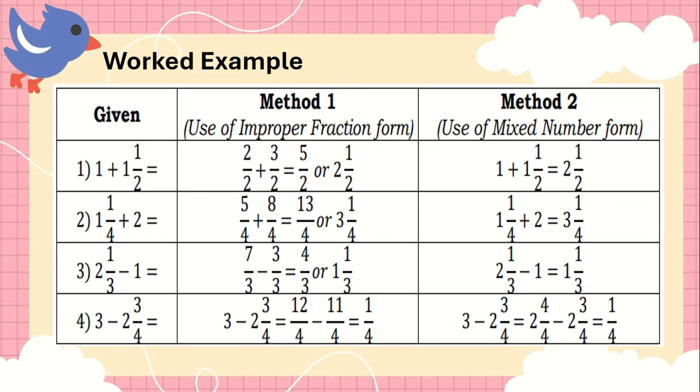For number 4, 3 minus 2 and 3/4. For method 1, 3 minus 2 and 3/4 is equal to 12/4 minus 11/4 is equal to 1/4. For method 2, 3 minus 2 and 3/4 is equal to 2 and 4/4 minus 2 and 3/4 is equal to 1/4.